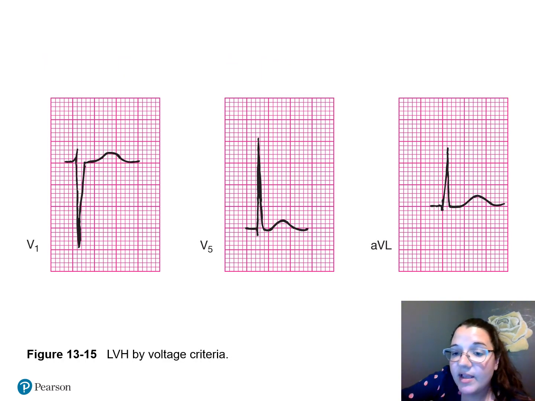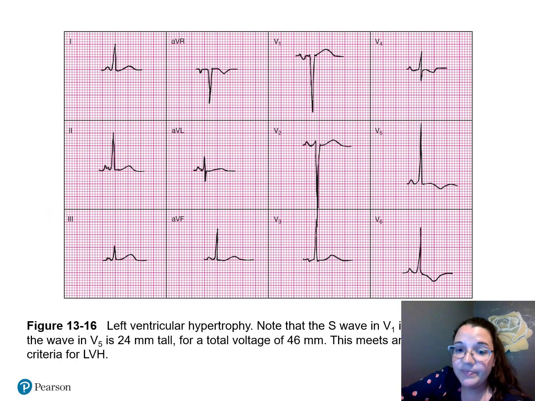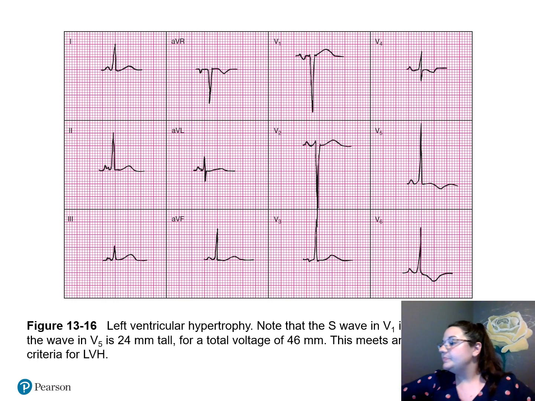V1, look how tall my QRS is. But also I want you to notice what's going on in my T wave. If I was a right ventricular hypertrophy, my T wave would be inverted. But in this case, is my T wave inverted? No. And my R's are extremely long, which is an indicator of left ventricular hypertrophy. Okay.